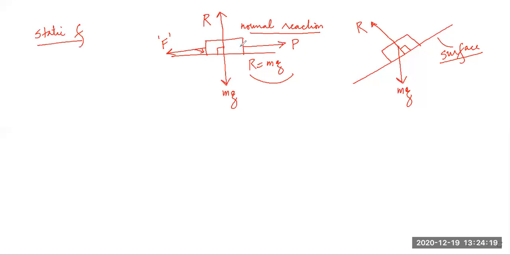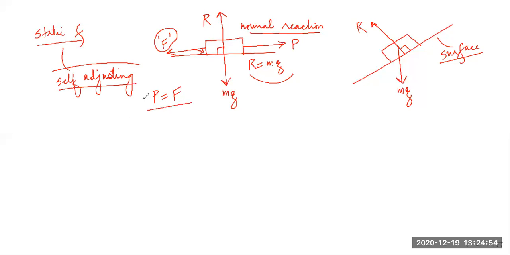So don't move the object. See the maximum force you can apply where the object is not moving. So from this small experiment we understand that static force is self-adjusting in nature. Self-adjusting. What is the meaning of self-adjusting? That it adjusts according to the force applied, right? So I can say P, force applied, is equal to F. F is the friction, P is the force applied, and that is self-adjusting.